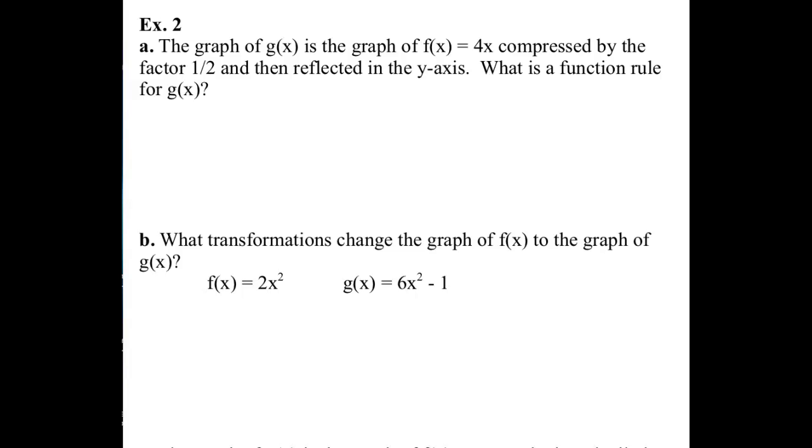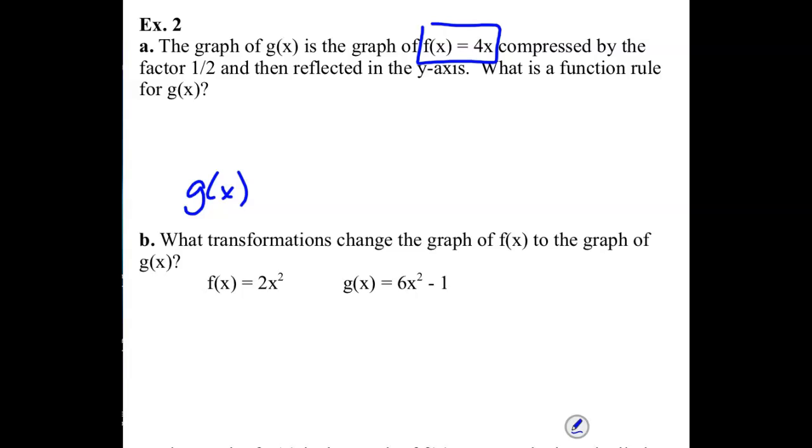All right, example 2. The graph of g of x is the graph of f of x equaling 4x, compressed by a factor of 1/2 and then reflected in the y-axis. All right, so they're not giving us a picture. They're just saying, if we were to start with this, how could we rewrite it? So we're trying to find g of x. We're starting with basically just a line, right? Y equals 4x. It's a linear equation. We want to compress it by a factor of 1/2.